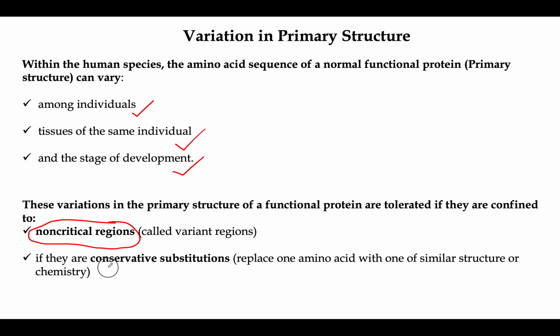And the change is tolerated if the substitution is a conservative substitution. I believe we have done a mock exercise on this. And what is a conservative substitution? When we replace one amino acid with another one of similar structure or chemistry. We talked about this using the example of isoleucine and leucine. So if I have a conservative substitution, then this particular change or variation in the primary structure of a functional protein is well tolerated.